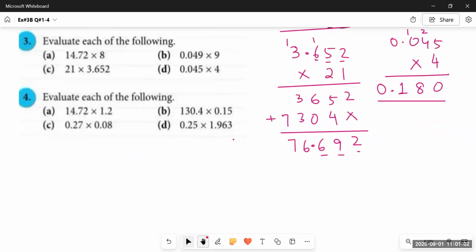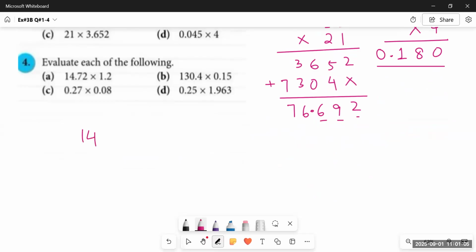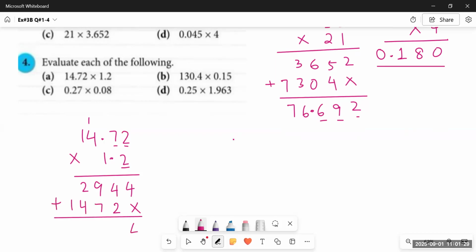So it says 14.72 into 1.2. So you can see that here we have 2 decimal places and here 1. So a total of 3 decimal places we have. So let's start with the 2. 2 twos are 4, 2 sevens are 14, 2 fours are 8, 9, 2 ones are 2. Here comes a cross. 1, 2s are 2, 7s are 7, 4s are 4, and 1s are 1. Then we are going to add them up. So we are going to get 4, 6, 16, 7, and 1. And since we have 3 decimal places, it would be 17.664, right?